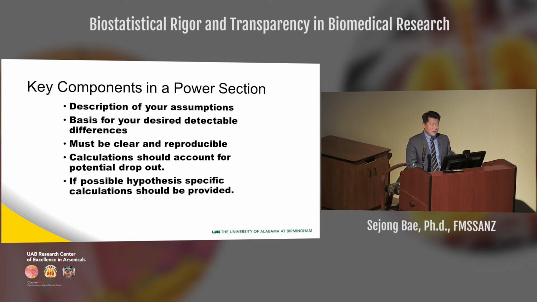The key components of the power section in the grant application is description of your assumptions. What are you assuming, and what are the variability and dropouts and so on. And then basis for your desired detectable differences, which should come from clinical as well as a practical difference. And then it also must be clear and reproducible. And calculation should account for the potential dropout. And if possible, hypothesis-specific calculation should be provided.